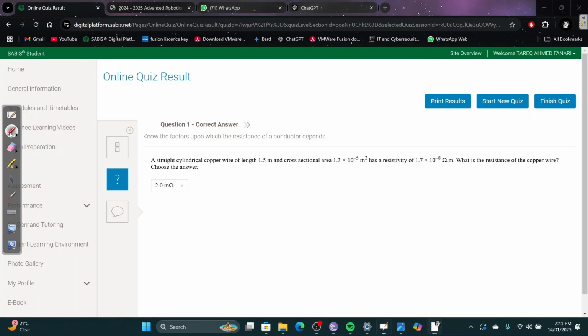Okay, everyone, today I'll be doing the physics quiz. So first we start with question one. This is for week 5, obviously. We start with this question, right? So for this one, you're gonna need to know a formula.